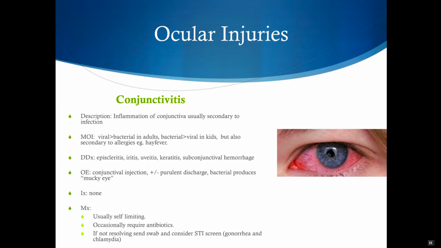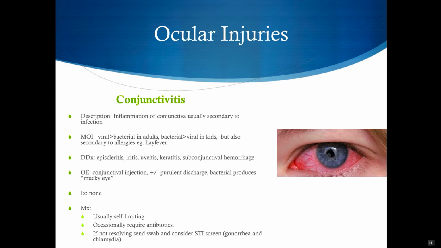Conjunctivitis is inflammation of the conjunctiva, the outer surface of the white part of the eye. It can be due to allergic inflammation, or it can be viral or bacterial. The differential includes iritis, which looks similar, uveitis, keratitis, and subconjunctival hemorrhage. On examination, you're looking for that injected conjunctiva. There may in fact be some purulent discharge. It's a clinical diagnosis and usually self-limiting. It's more commonly viral in adults and bacterial in kids.